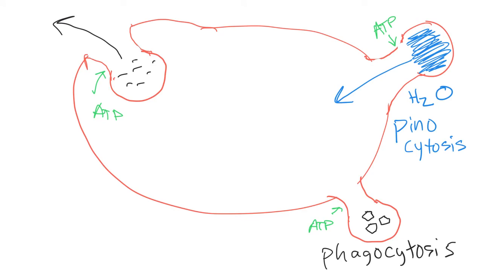All right, what did I draw here? Is pinocytosis endocytosis or exocytosis? Endo, yes, going in. What about the little amino acids? Exocytosis, right? So it's getting moved outside the cell.